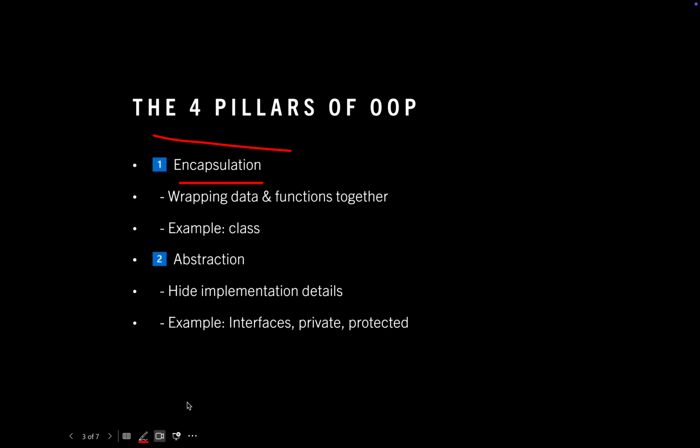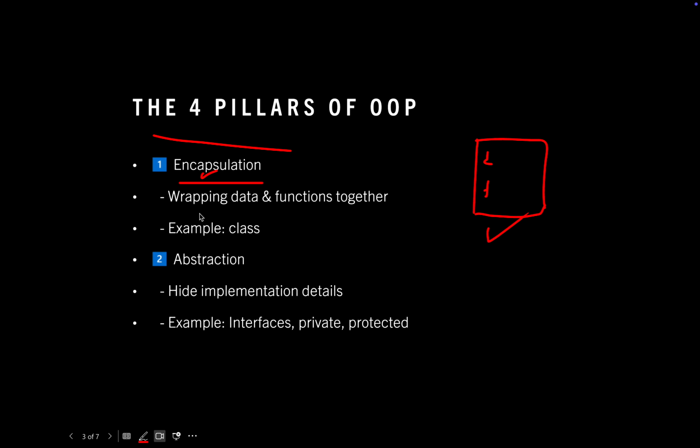The first pillar is encapsulation. So what is encapsulation? Basically wrapping data and functions together. An example is a class. This is the definition for understanding encapsulation. Here we are wrapping the data and the function into a block, basically a class. The data and the function are stored in a container-like structure, which is called the class. That's how this thing is defined.